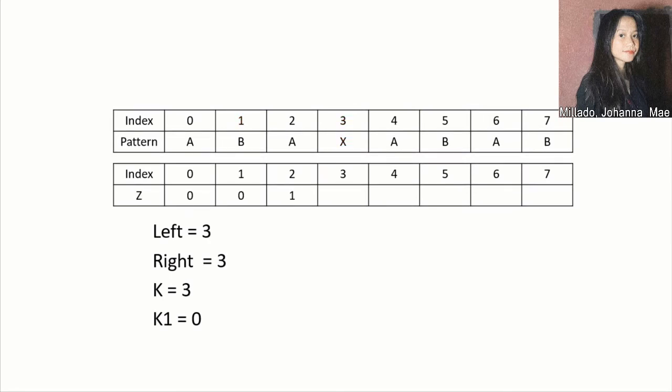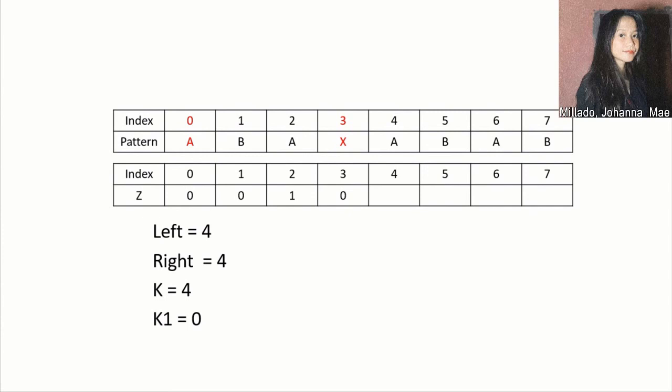Now Z of k equals right minus left, which is 1. This means that at index 2, there is a substring which is also the prefix. Then we do right minus minus, so right becomes 2. We do the process again, k becomes 3. Then same process again. We will compare the value of index 3 and index 0. Since they are not the same, Z of 3 is 0.